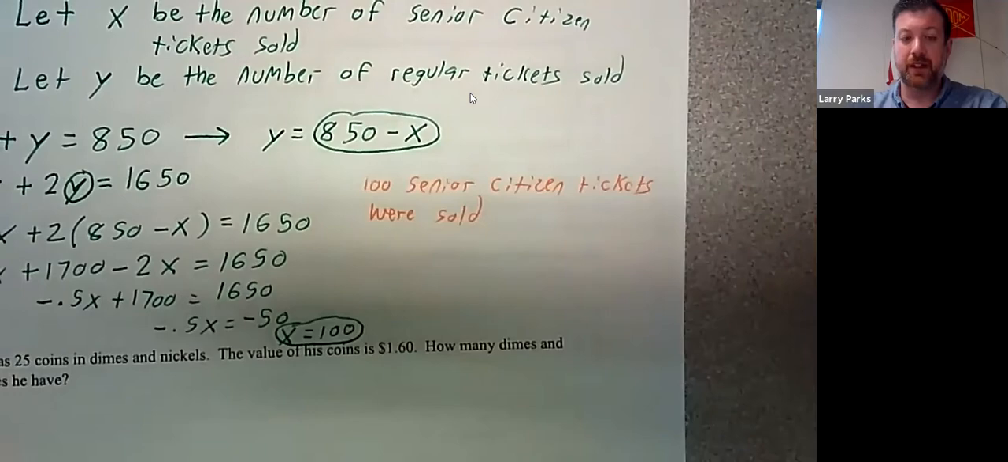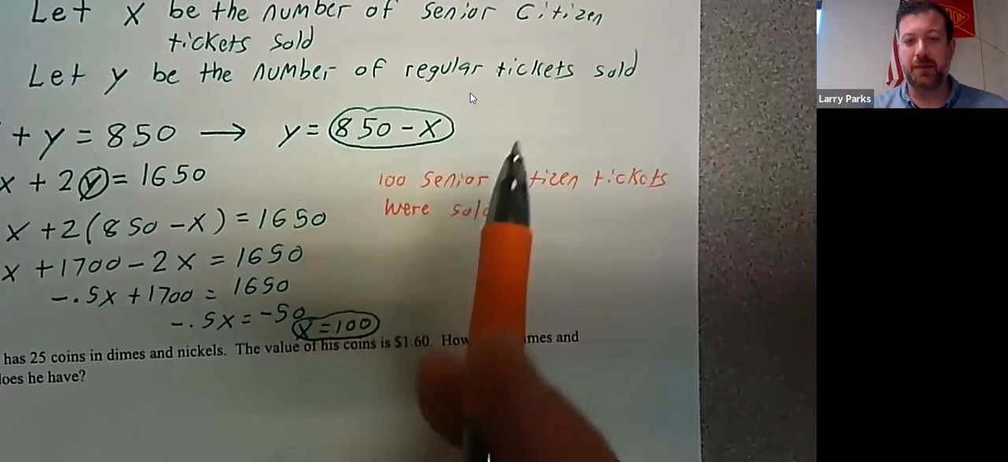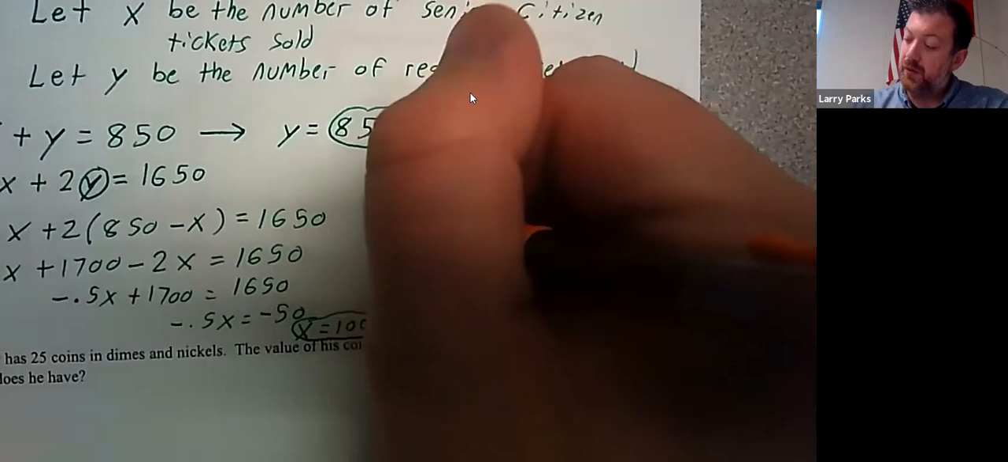Now to find the number of non-senior citizens, I would take 850 minus 100, which is 750. And 750 regular tickets were sold.